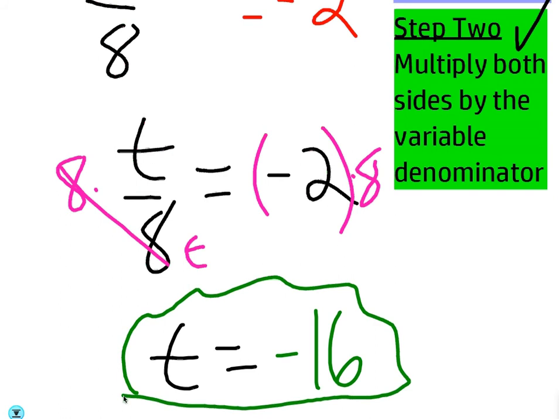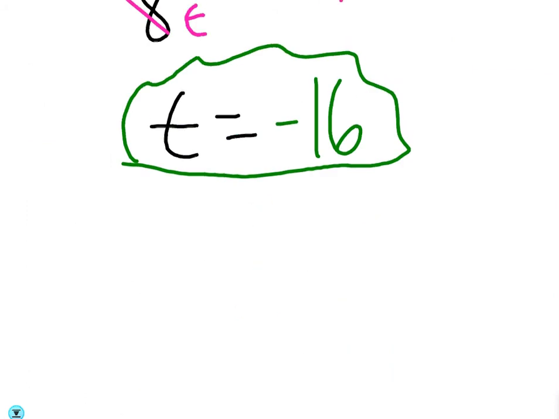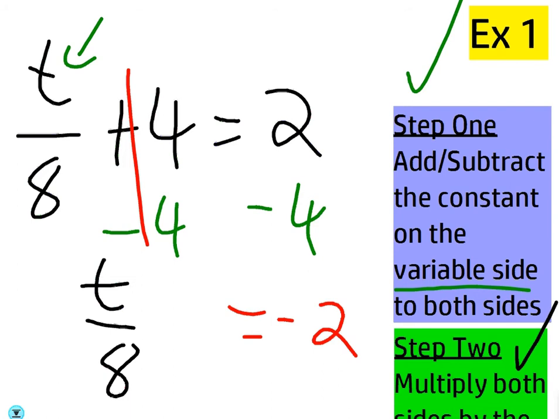That's why it's called a two-step equation. Add or subtract, and then multiply. Yeah, it's called a two-step. Okay. And then you could plug that back in, right? If you plug in -16 here, you get -16 over 8, which is -2. -2 plus 4 does equal 2.